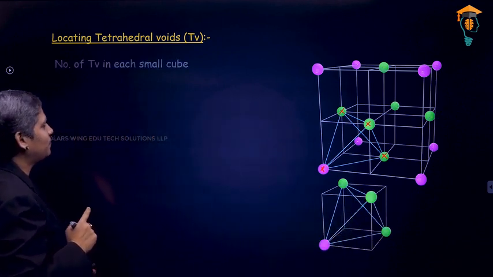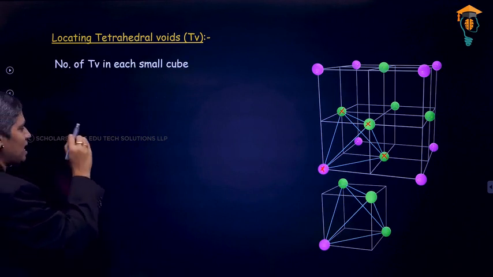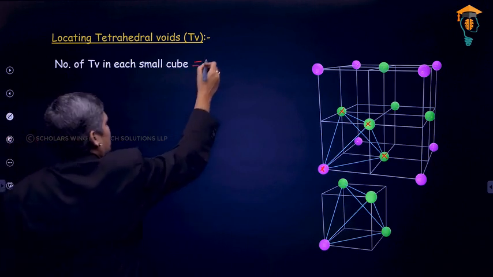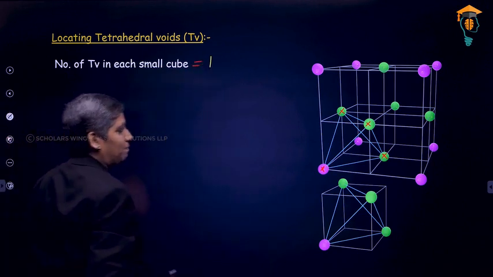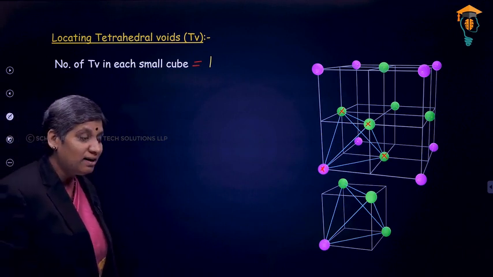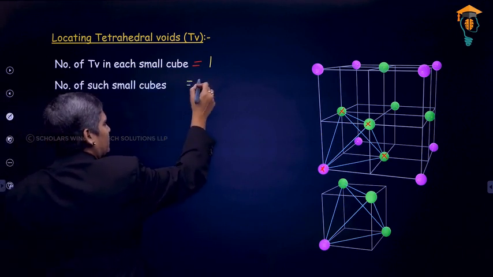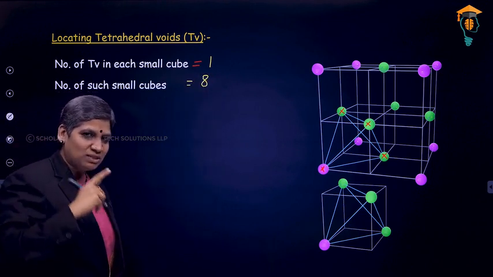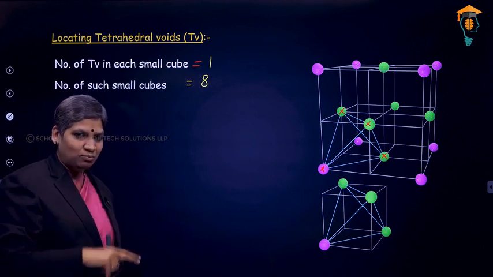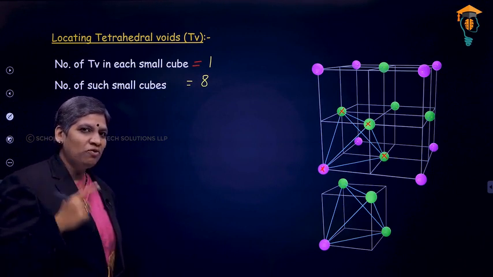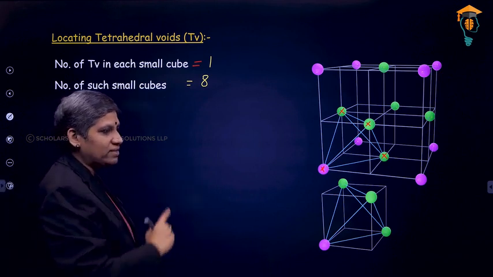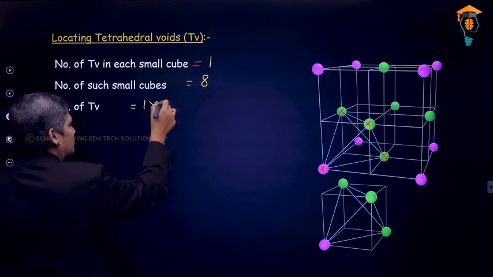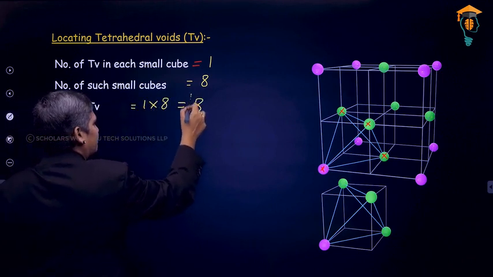Now let's go ahead. So number of tetrahedral voids in each small cube. Just now we saw. How many we saw? Only 1, isn't it? 1 we saw. That's here. But how many such small cubes are there? 8, isn't it? Good. That means if there is one tetrahedral void in each small cube and there are 8 such small cubes, obviously the number of tetrahedral voids in this FCC unit cell should be how much? 1 into 8. That is nothing but 8, isn't it?